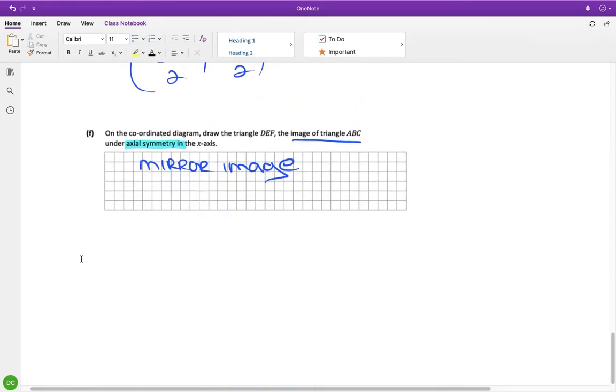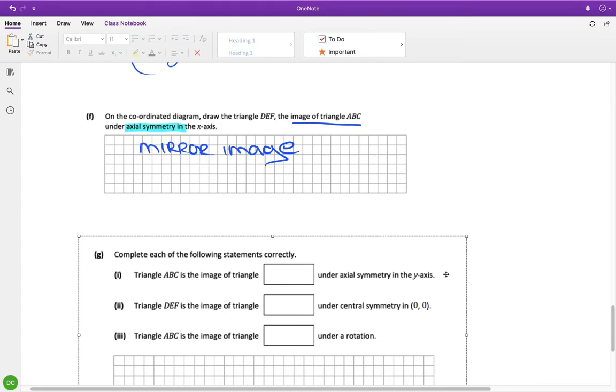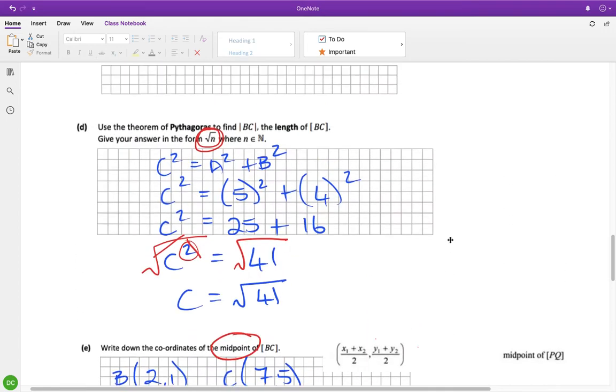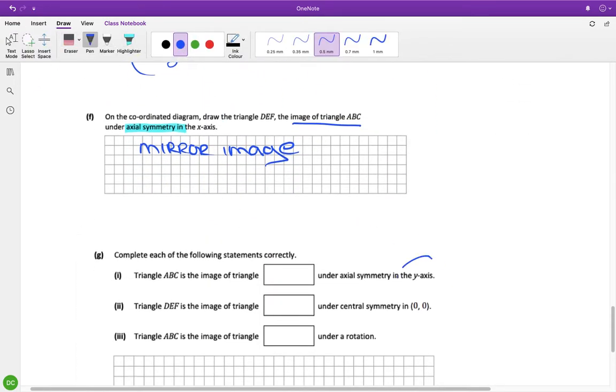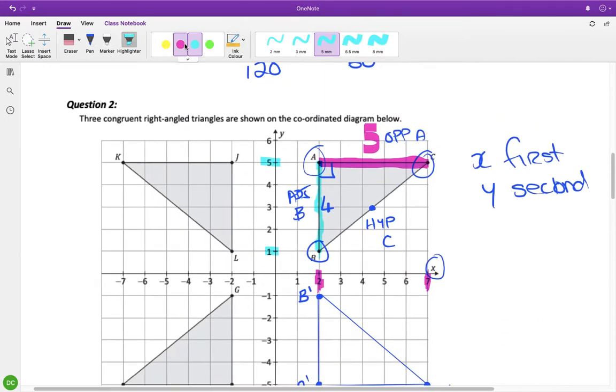Okay, and then a bit more of this type of geometry, these images. So triangle ABC is the image of which triangle under axial symmetry in the y-axis? So when it says this in the y-axis, that means the y-axis is the mirror. Okay, so we want to know if ABC is looking in the mirror that is the y-axis, where would it end up? Okay, so I'll use a highlighter for this. This is ABC. If this is the mirror, what would it see when it looks in the mirror? It would see this one. So that's JKL.